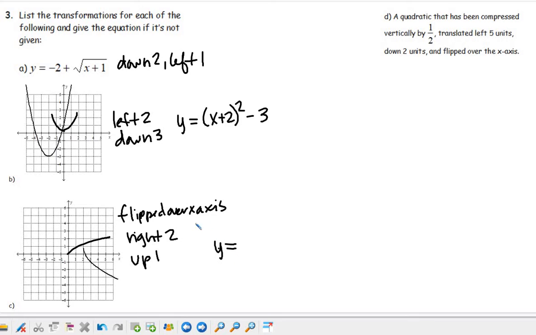So to show a flip, we have to do a negative out front. Right 2, remember, inside is opposite, so that would be -2, and then up 1 on the outside is +1.